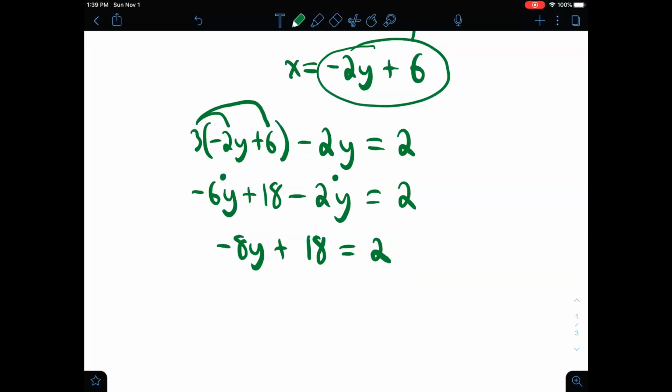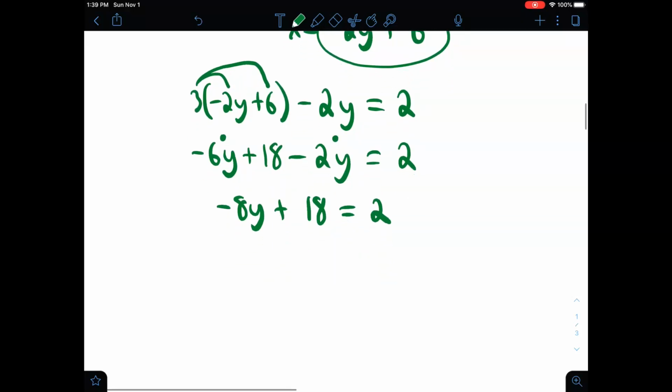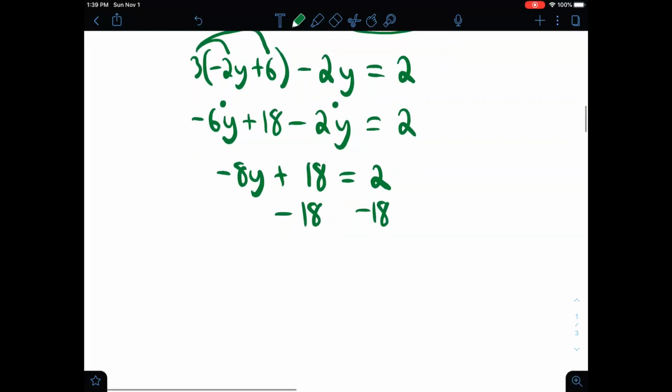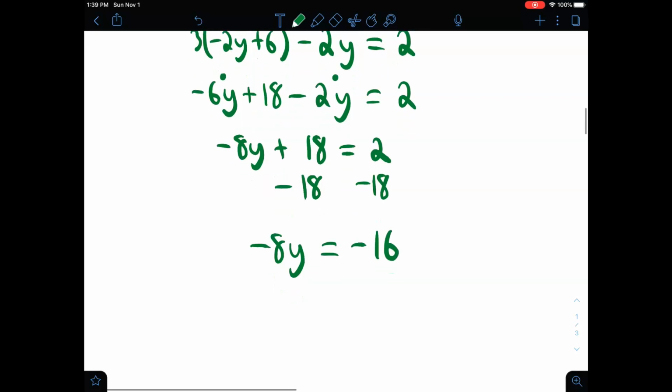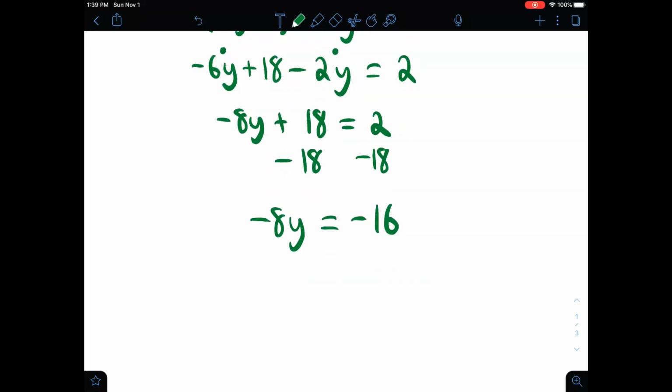Now we got to get that negative 8y by itself. How do I get that negative 8y by itself? Well, I'm going to subtract 18. Get rid of that addition or subtraction first, usually. We have negative 8y. What's 2 minus 16? Or 2 minus 18, sorry, I gave it away. It's negative 16. And the last step to solve for y is divide by negative 8.